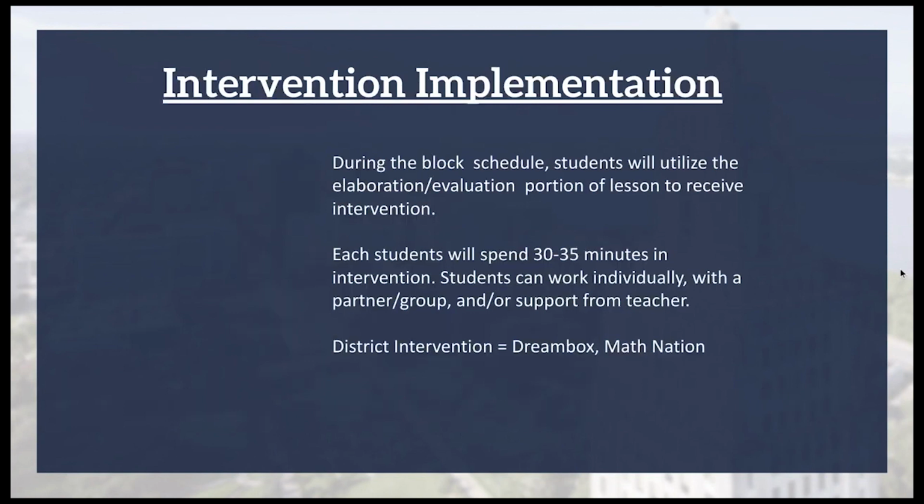So when could this occur? This could occur on your flex days or during the elaboration evaluation portion of the lesson. I would try to take 30 to 35 minutes to implement the small group intervention. So the district interventions that we have: Dreambox, Math Nation, and if you have lower grades, you have Zearn as well. An assessment that is offered by the state.